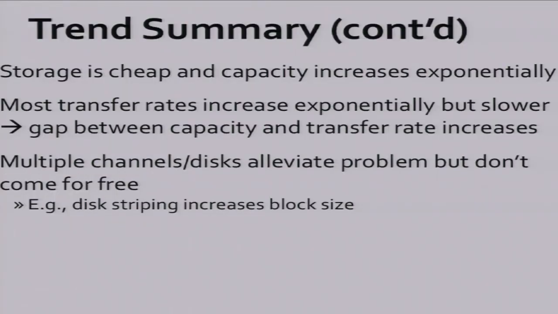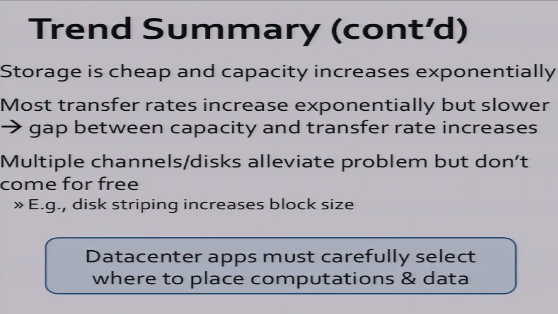Now, there are ways to alleviate that. We can add multiple channels or multiple disks to get a higher aggregate throughput, but this does not come for free. For instance, when you use disks, if you want to use striping to increase the aggregate bandwidth of the disk subsystem, you probably need to increase the block size. And also, you are more vulnerable: the performance is more sensitive to any single disk getting slow or failing. So basically, this means that data center applications and software must carefully select where to place computation and data. And this will be more and more important in the future.